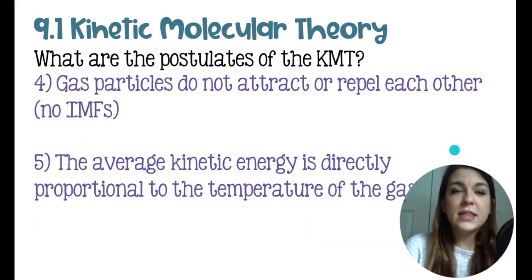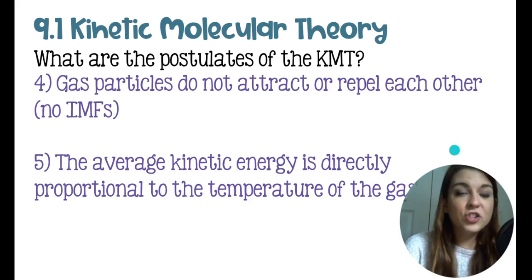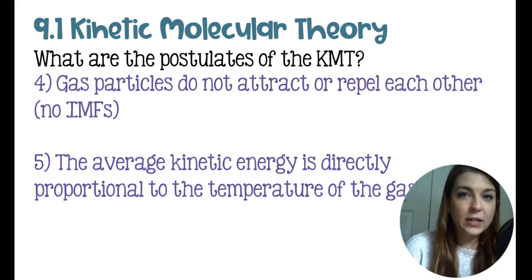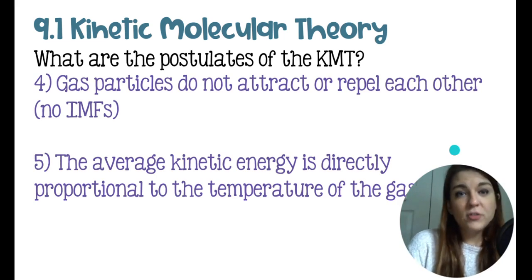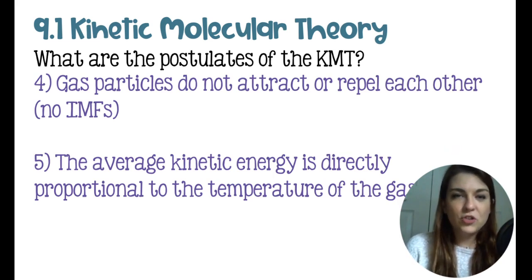Postulate 4 tells us that gas particles do not attract each other, nor do they repel each other, so they are not having any intermolecular forces within the sample. And then finally, the average kinetic energy of the sample is directly proportional to the temperature of the gas. We spoke quite a bit about this when we talked about average kinetic energy the first time. Really what it means is that fast particles have higher temperatures and slow particles have lower temperatures. Kinetic energy, of course, is related to motion. So when we talk about atomic motion, really we're measuring it as temperature.